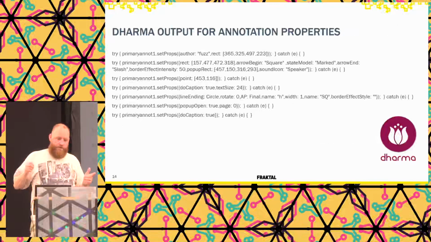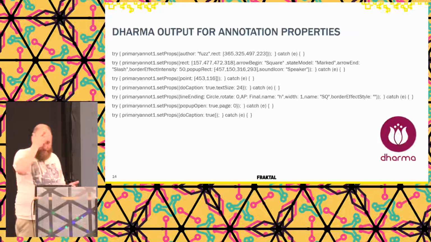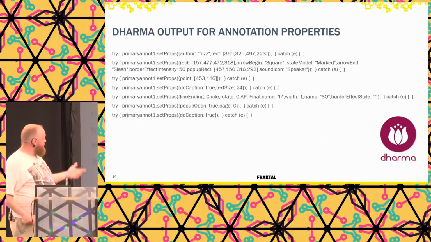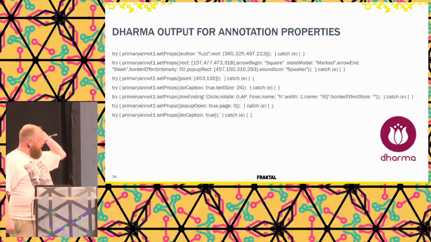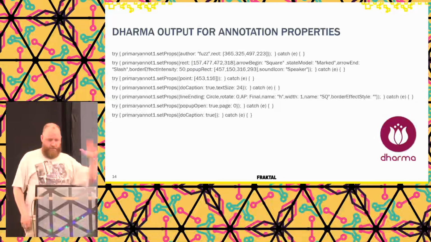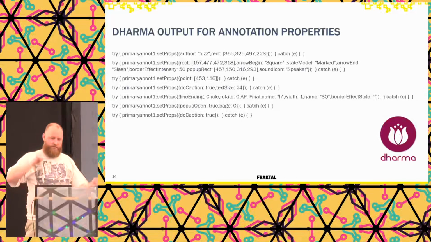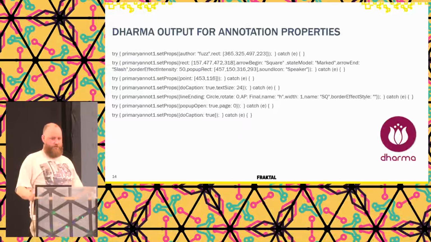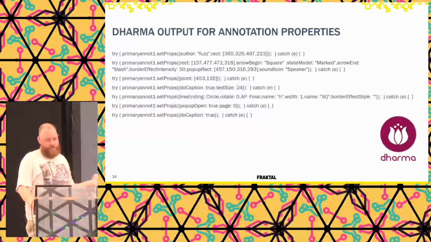If you look at what the output from Dharma is for the annotation properties, it's going to look like this, where, well, for the set properties, it's going to set a bunch of weird properties, do something with state models, and maybe it's going to change a logo and then call a function, and then something bad is going to happen eventually. So this output is well-formed, but nonsense, right?